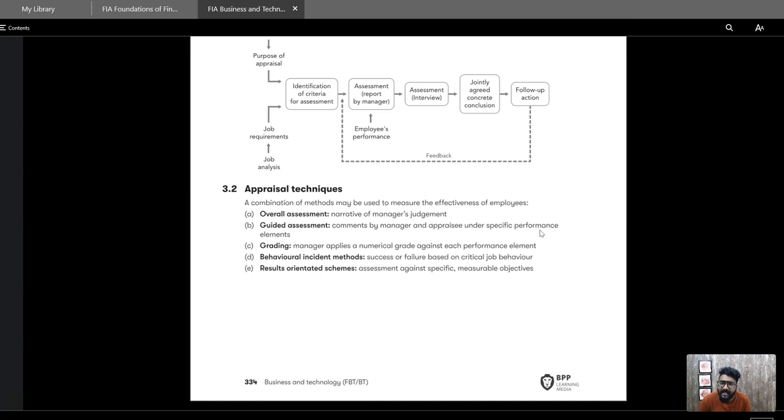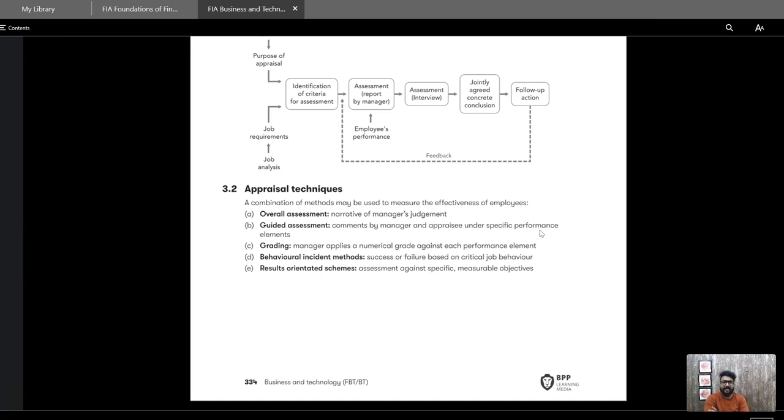Now coming to the appraisal techniques. Overall assessment, narrative of manager's judgment. So we have to see what the narratives of the manager's judgment are. There will be a manager who will be assessing the appraisal of different persons who are working in the company. So that will be the overall assessment. Now we have guided assessment, comments by manager and appraisee under specific performance elements. So guided assessment is where, before finishing that particular objective or task, the manager will be commenting on the basis of their performance on the work, and the performance can be improved from there itself.